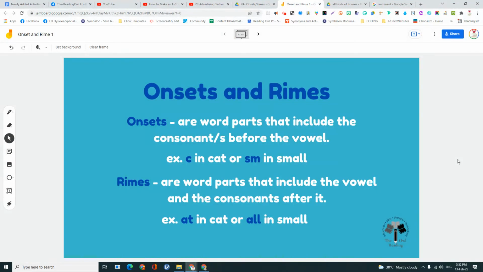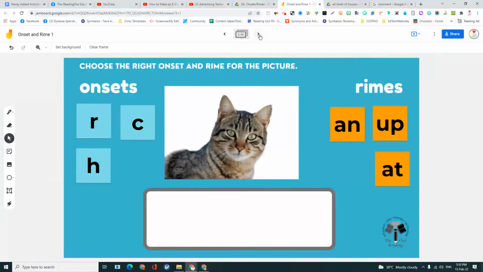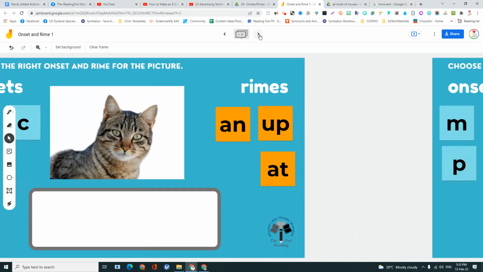So, usually I design a template using Canva, and before I put them as a background on Jamboard. So this is the onset and rhyme number one activity. For the first activity, I usually add a description of what the lesson is. So far this is what I have come up with.